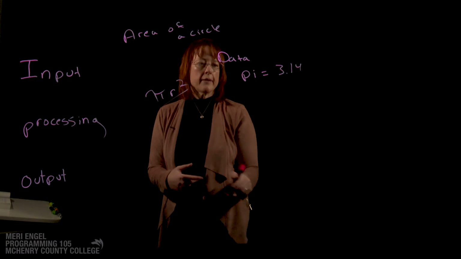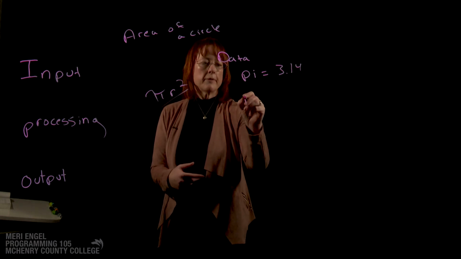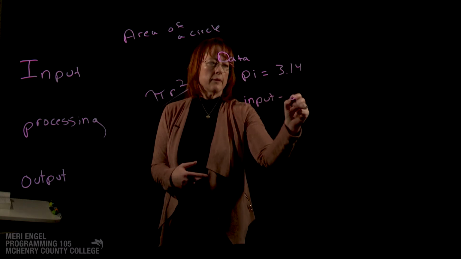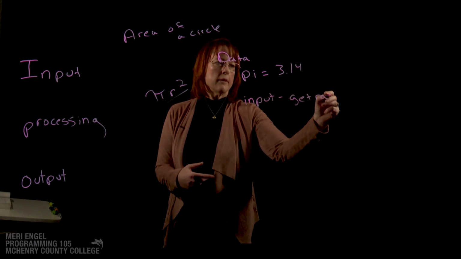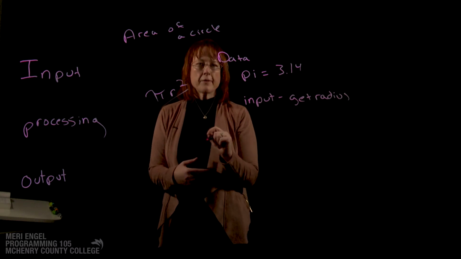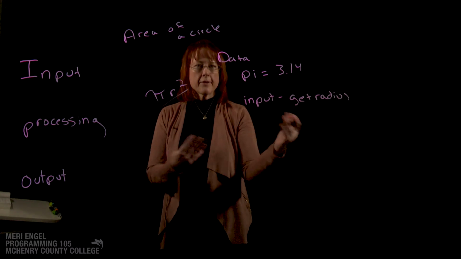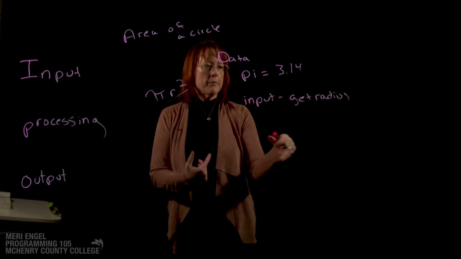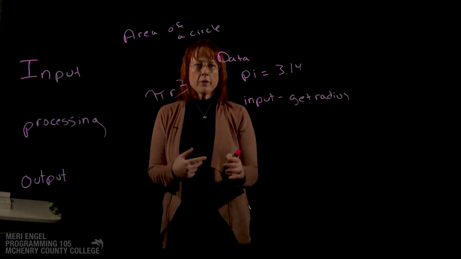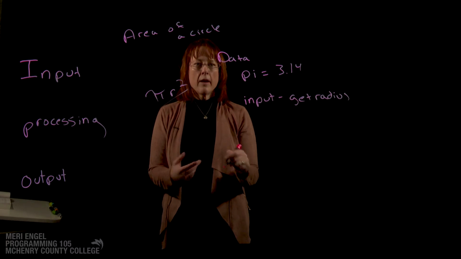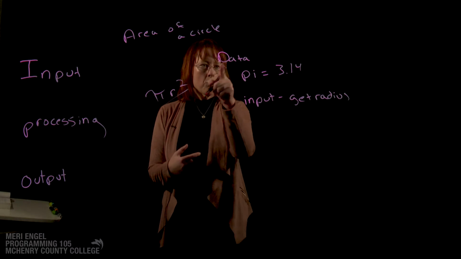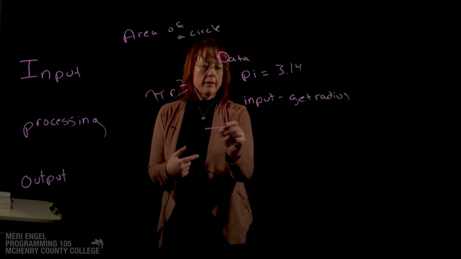R, that's our radius, is going to be our input. When I want to get input from a user, I usually put it in as get radius. That would be my variable. It's input from the user. The word get tells me I'm getting it from somewhere. R squared is part of our processing formula. So once we have our data, then we can process it.